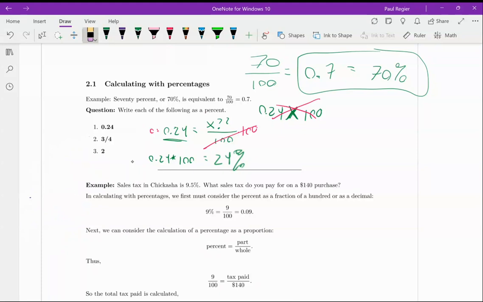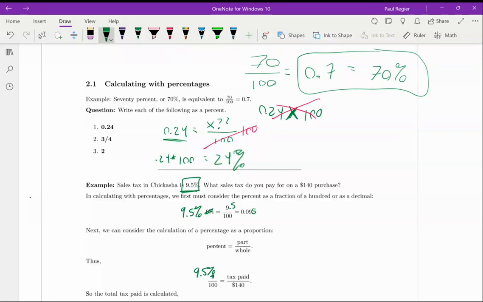Okay, taxes. Taxes involve percentages. So if I have a sales tax of 9.5%, it recently went up. It used to be 9%, now it's 9.5%. And so what are you going to pay on a $140 purchase? Oh, I got to fix my notes here. There's an error. This should say 9.5. And this should say 9.5 here. I'll fix that. So 9.5%, we'll want to first make it into a decimal, which, 9.5 divided by 100 is 0.095. You can check that with your calculator.